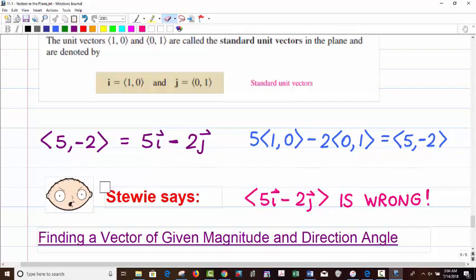And here's an important note from Stewie. Stewie says, don't ever do this. Sometimes people might think, oh, I'll cover my bases, I'll put the i and the j and I'll put component brackets around it. No, that's a wrong way to write a vector. If you're using standard unit vectors with i and j, you don't need any bracket notation or anything around them. It's just 5i minus 2j. That's it.